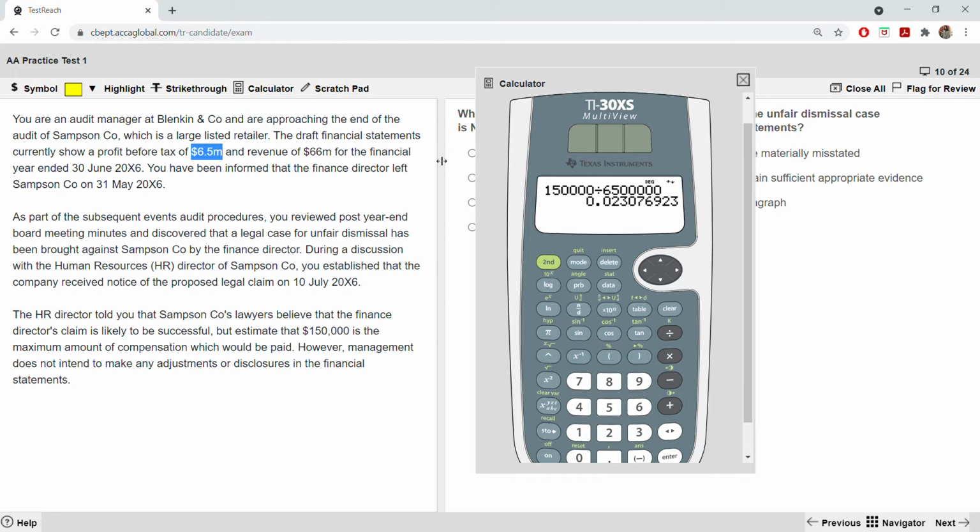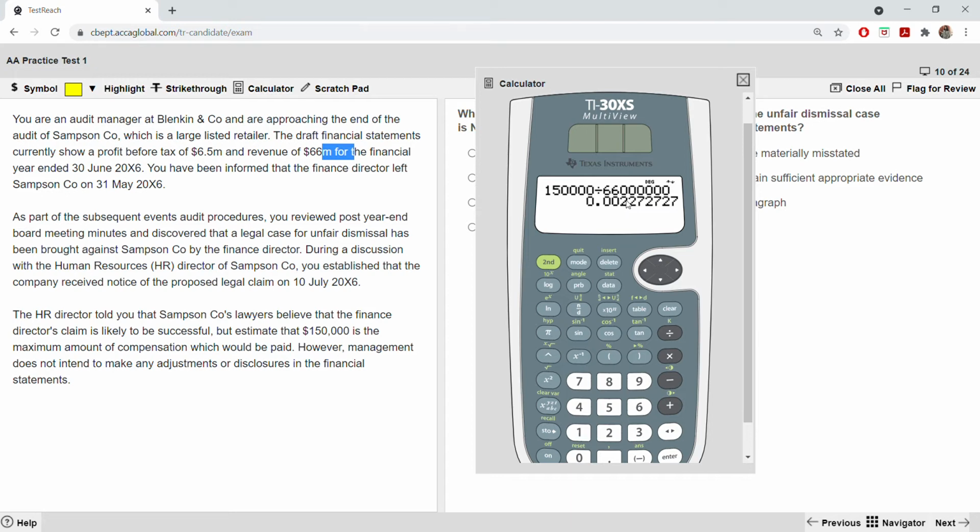Okay, now let us take it against the revenue. That's why these figures are given to you. Now do you understand? Everything has a reason. 150,000 divided by 66 million. So 66 with six zeros. Millions are six zeros. So it is, if you see, very small, 0.2%, sorry. So therefore it's not material.